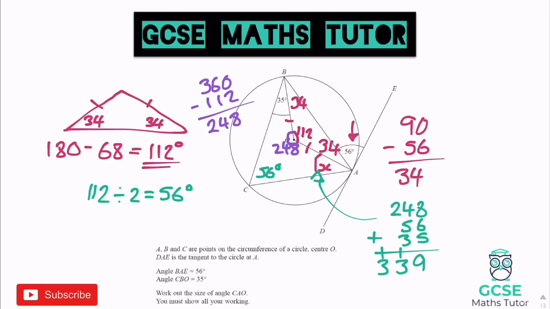So if we take that away from 360 to finish that off, 360, take away 339, and that leaves us with 21 degrees. There we go. So our final answer there will be 21 degrees, and let's just highlight that. Right, there we go.